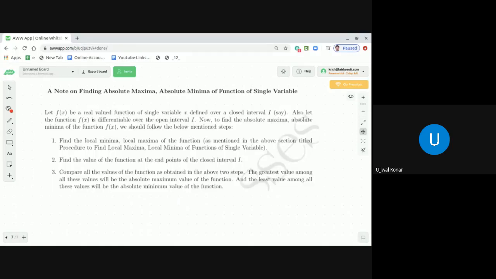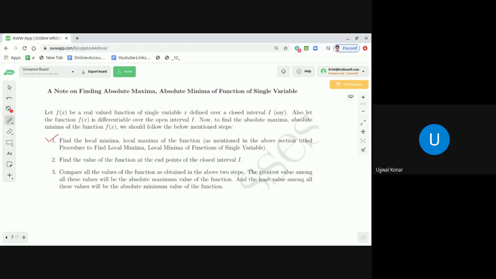Let f(x) be a real valued function of a single variable x defined over a closed interval I. Also, let the function f(x) be differentiable over the open interval I. Now, to find the absolute maxima and absolute minima of the function f(x), we should follow the steps mentioned below. The first step: find the local minima and local maxima of the function, as we discussed in the previous steps using the second derivative method.